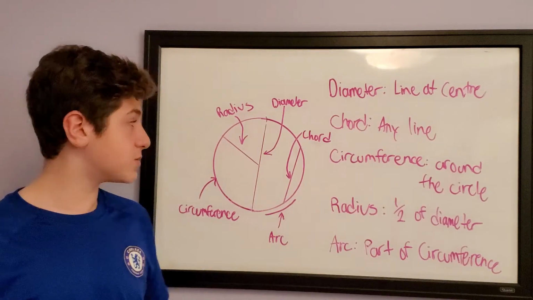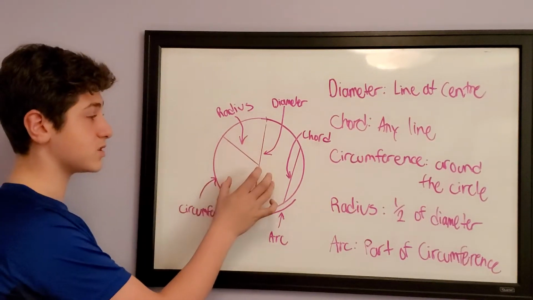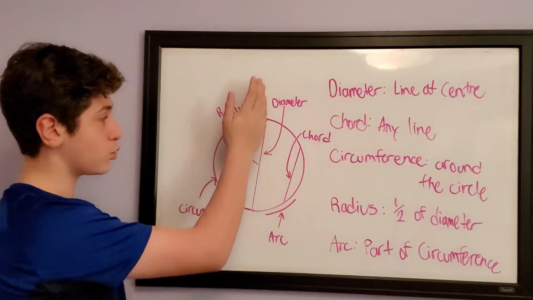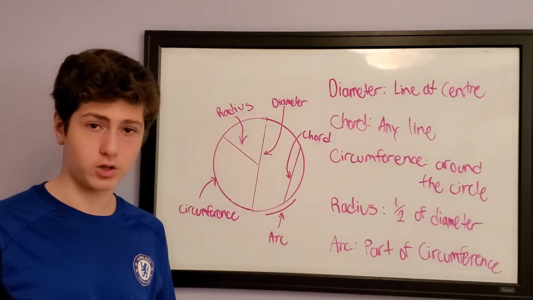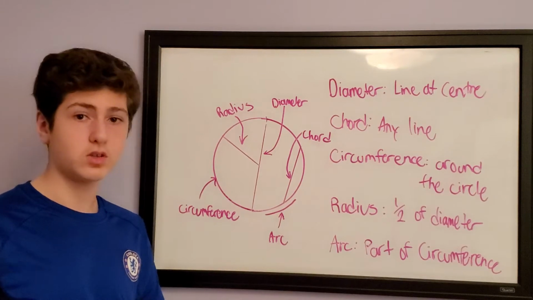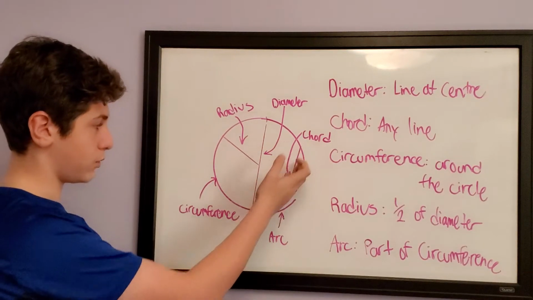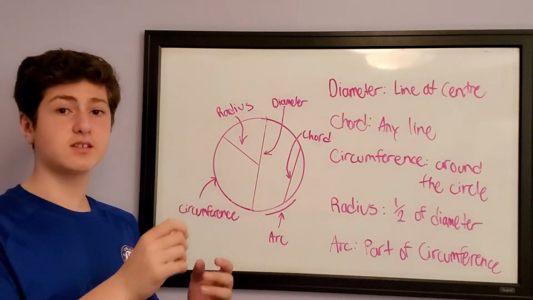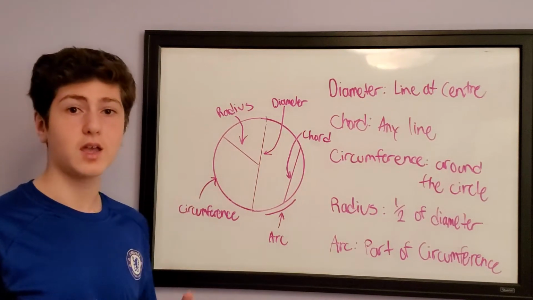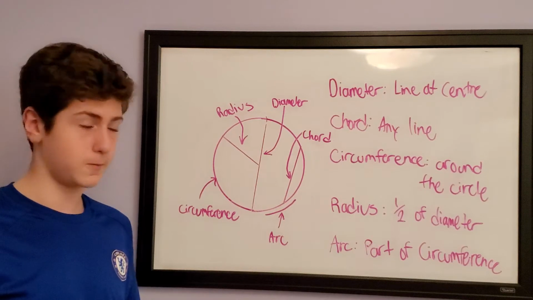The diameter is basically a line that splits the circle into 2 halves. It's right at the center. A chord is any line on a circle that meets from one end to another. For example, this one right here. This is a chord. The circumference is the distance around the circle, basically the perimeter of the circle.